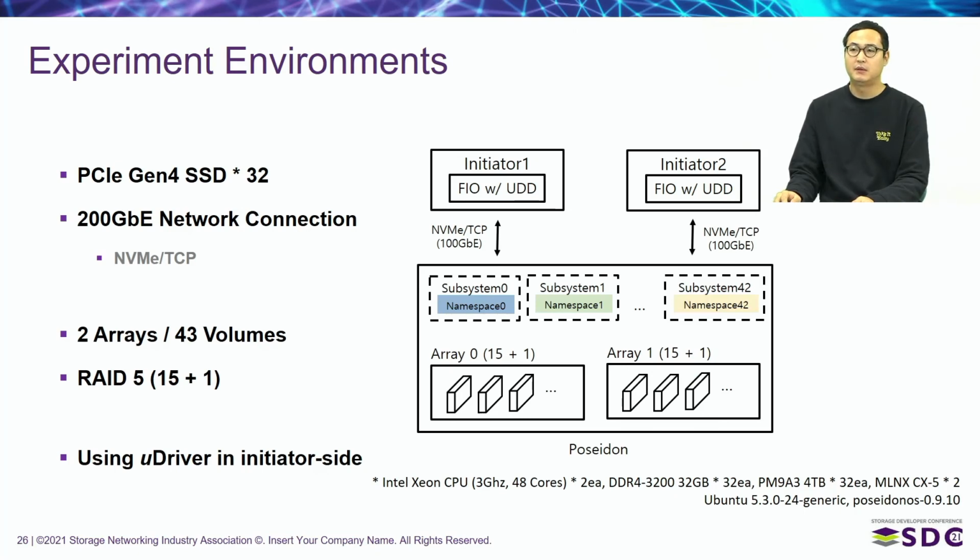We used a Poseidon server equipped with 32 PCIe Gen4 SSDs in total. And the server is connected with two initiators via the NVMe TCP protocol at 100 gigabit Ethernet speed respectively. For PoseidonOS, we created two NUMA-aware arrays, each of which consists of 15 data drives and one spare drive. To measure maximum performance of the Poseidon system, we created 43 volumes in total. And we used a user space driver on the initiator side, which can boost the write performance.